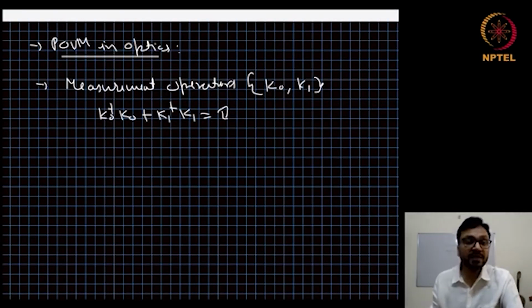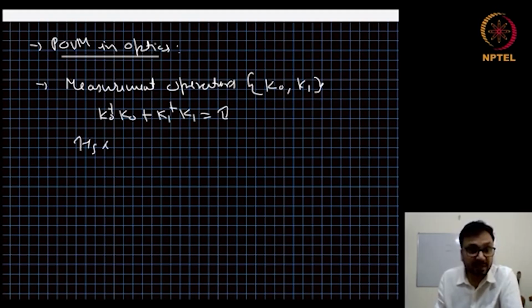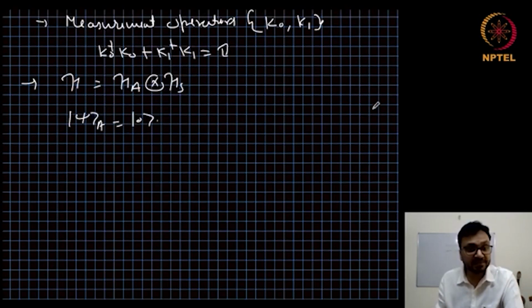Now we want to find an optical setup which can implement this measurement operator. From our earlier treatment, when we are given measurement operators, we know that we have to consider system and ancilla. The total Hilbert space will be the Hilbert space of the ancilla times the Hilbert space of the system. We have to choose the initial state of the ancilla psi A to be the 0 state. In this case, it will be just path A.